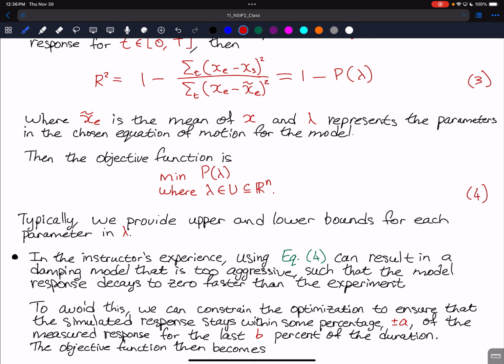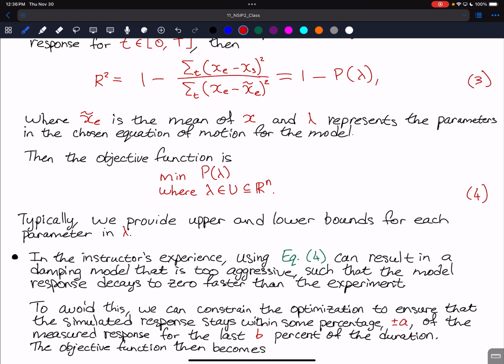And so the R squared, just if you're not aware, is some value from minus infinity to 1, 1 being a perfect fit. And so we want the R squared to be as close to 1 as we possibly can get, and that corresponds to having the smallest value of P we can possibly have, and that's why we're going to try and minimize P.